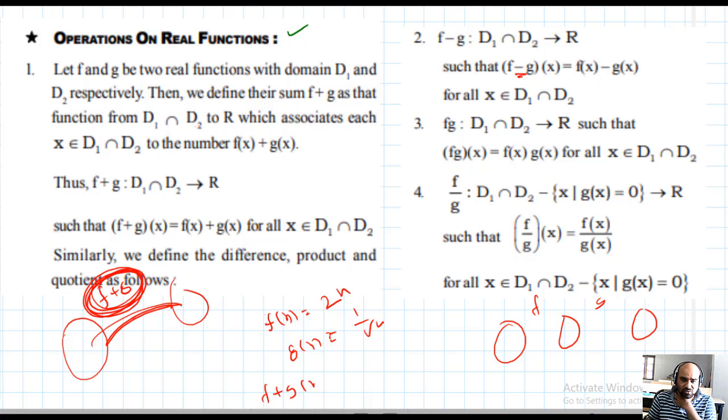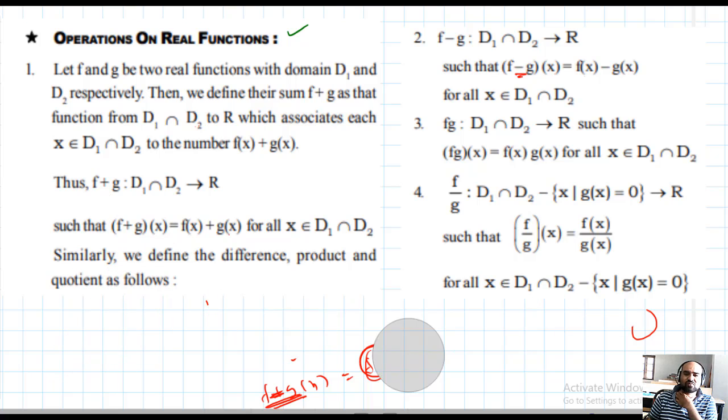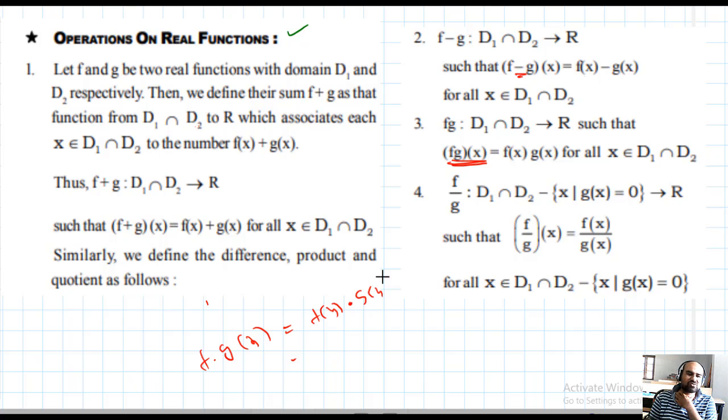What is the rule for this new function? We should find the rule of (f plus g)(x), that is f of x plus g of x. The rule of the first function plus the rule of the second function gives the rule of the resulting function. Minus has the same meaning. Into also: to find (f into g)(x), the rule is f of x rule into g of x rule, but the domain is the intersection of the two domains. Division also. So this concept is important.